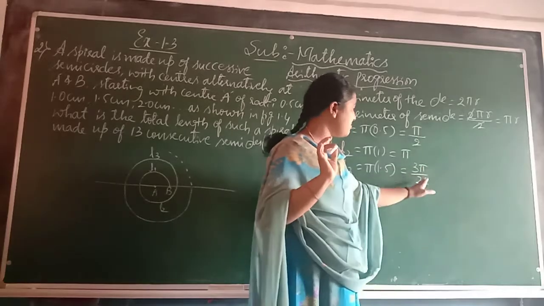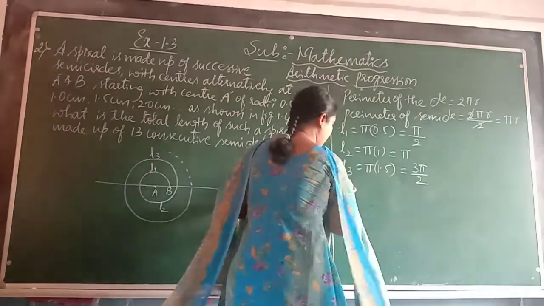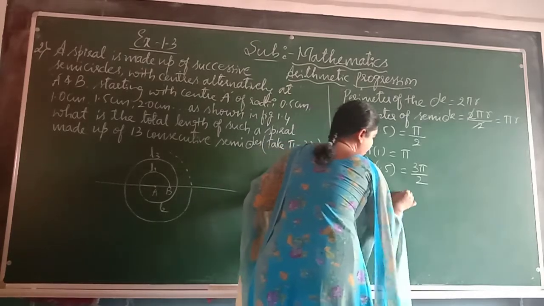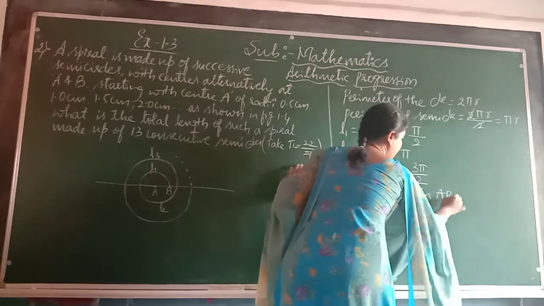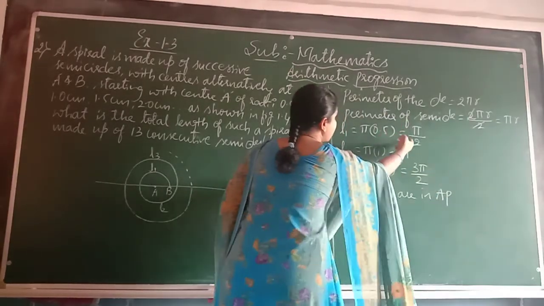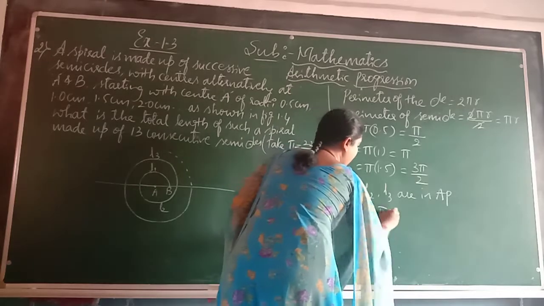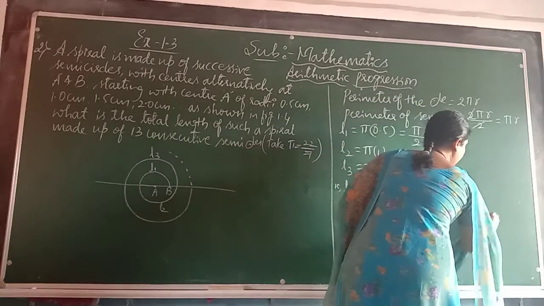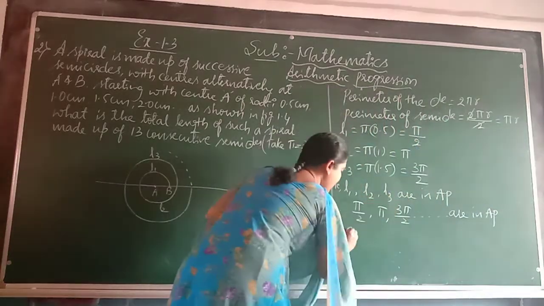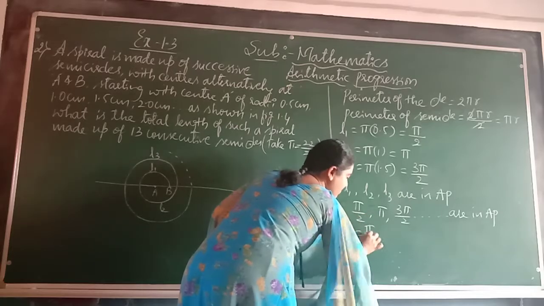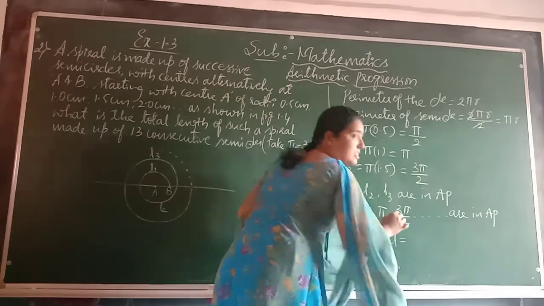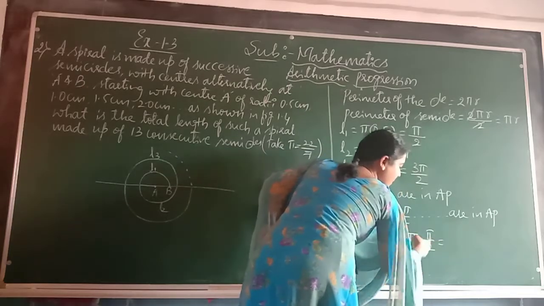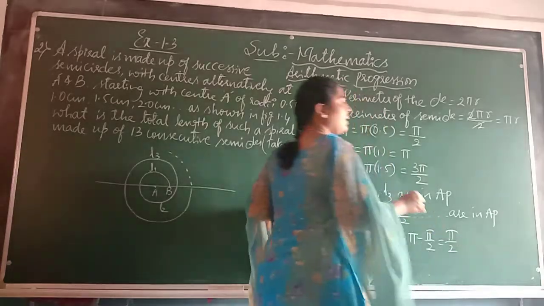Now, all these terms are in AP. That is, L1, L2, L3 are in AP. Therefore, the lengths pi by 2, pi, 3 pi by 2 and so on are in AP. The first term A is pi by 2. Common difference D we have to find. That is pi minus pi by 2, which is nothing but pi by 2.